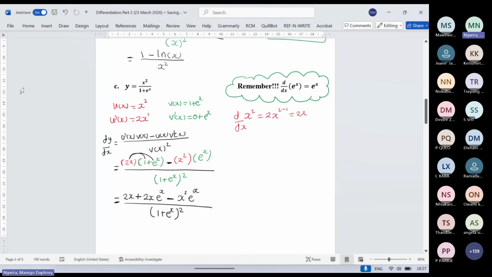You cannot add. These two are not like terms. Your 2x e to the power of x and x squared e to the power of x are not like terms. So this is your final answer.